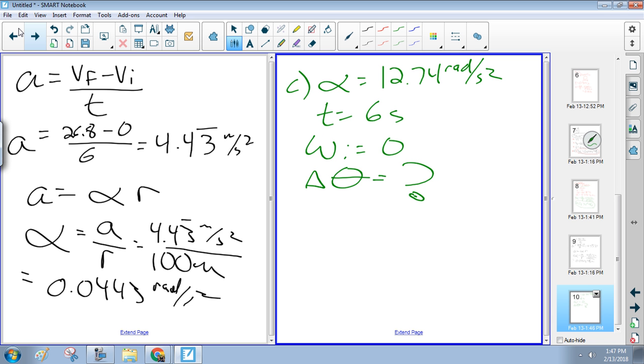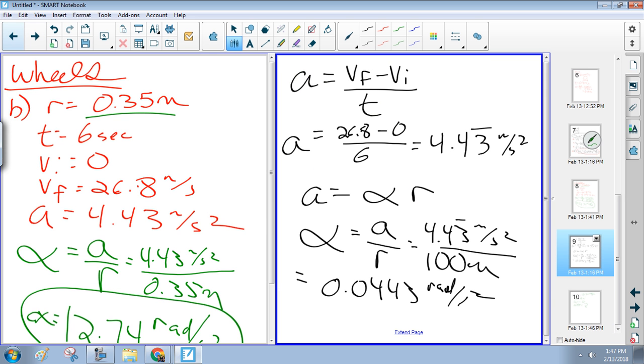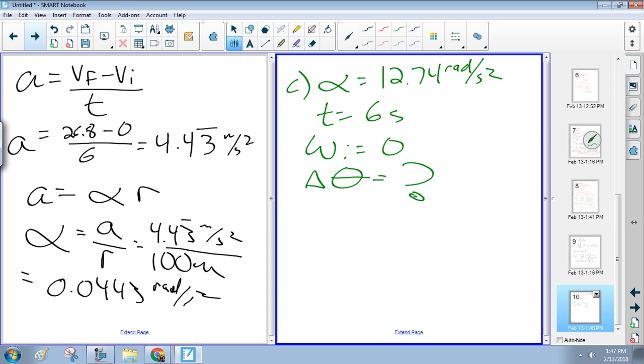Does that make sense, you guys? I cheated a little bit. Everybody cool with why the initial angular velocity was 0? We knew the initial linear was 0, right? So that means the wheels weren't rotating, right? Okay. So, is there an equation that uses these guys?